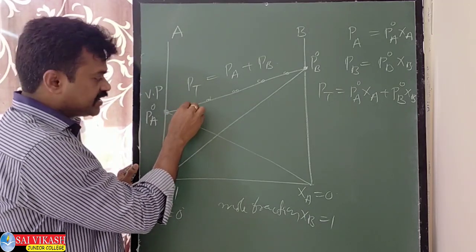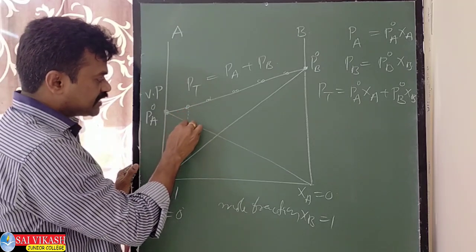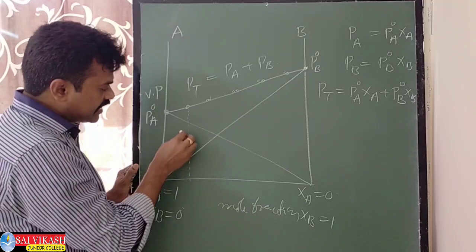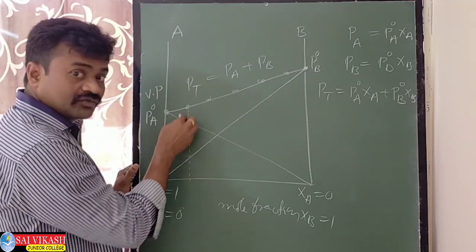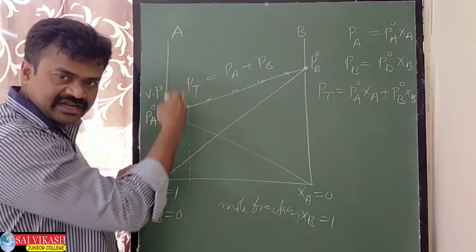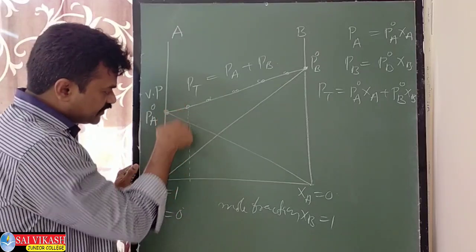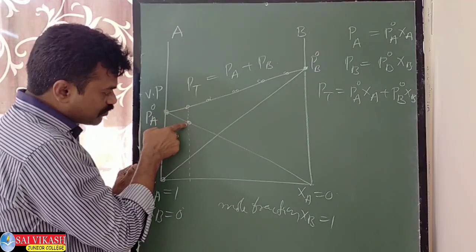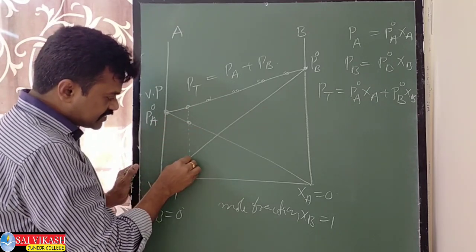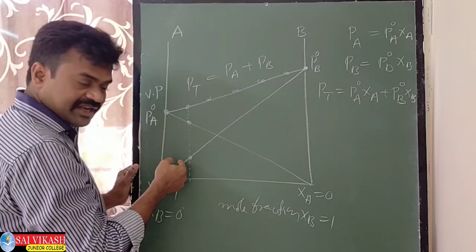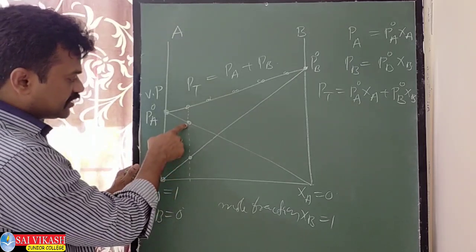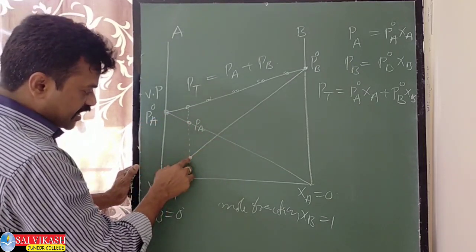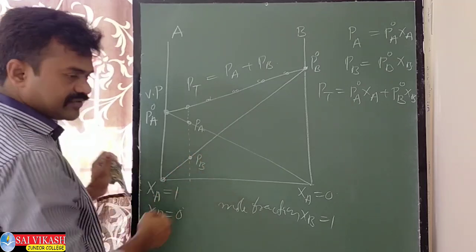So how will it come? See, I am drawing a horizontal line. So if you draw the vertical line there, this line touches at this point of the A graph and touches at this point of the B graph. Now see, at this point you will get the PA, for the A graph. At this point you will get the PB for the B graph.